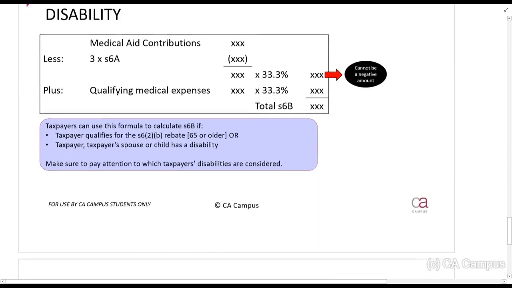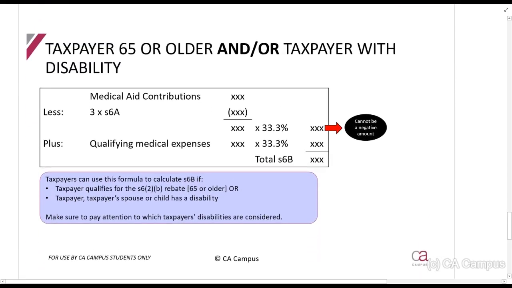Right, so guys, this is how it works. You should memorize this. Practice it. This counts a lot of marks in exams. So if a taxpayer is 65 or older, or there's someone with a disability, let's first just talk here. You can get this qualification or this technical formula if you are 65 or older, or the taxpayer's spouse has a disability, or a child has a disability.